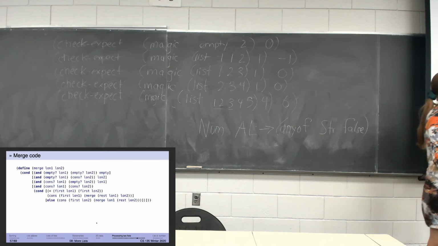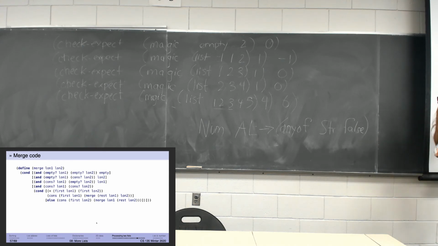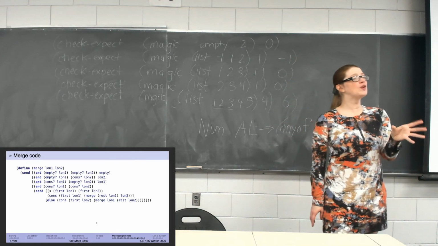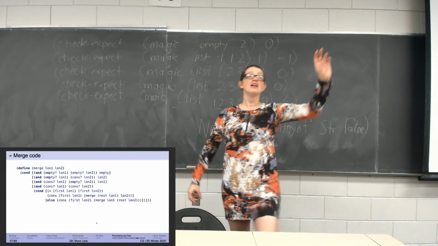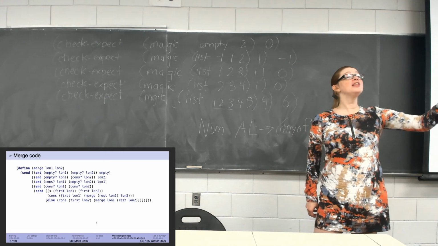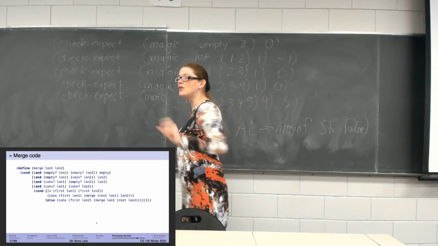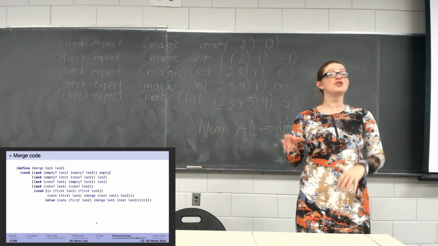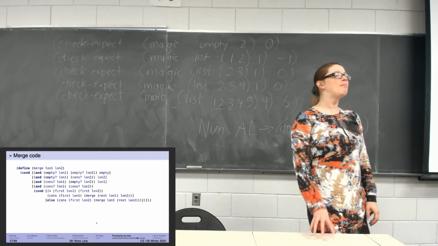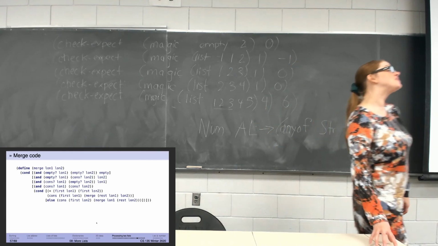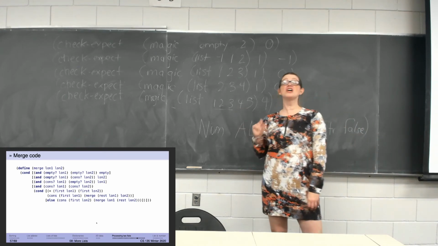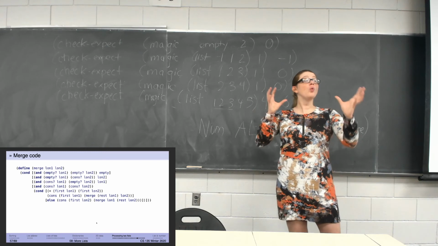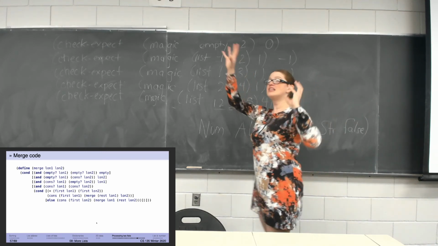Yuck. All right. So if both lists are not empty, then what we're going to do is we compare the first item of the first list to the first item of the second list. If the first item of the first list is less than the first item of the second list, then the item from the first list should be appended onto the front of the result of merging the rest of the first list with the second list. Otherwise, if the first item of the first list is greater than or equal to the first item of the second list, then I want to append the first item of the second list onto the result of merging the first list with the rest of the second list. So we are choosing which item to add to our list based on, is this one bigger or is this one bigger?